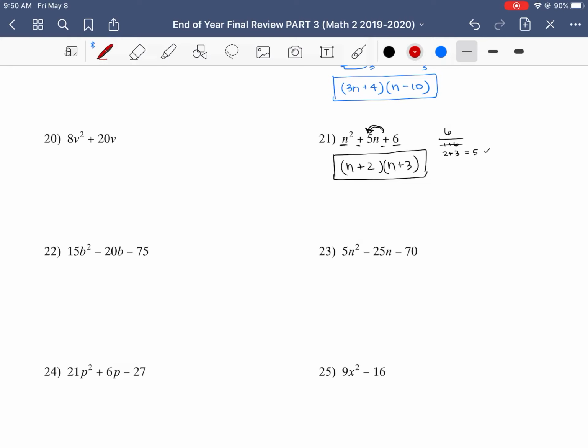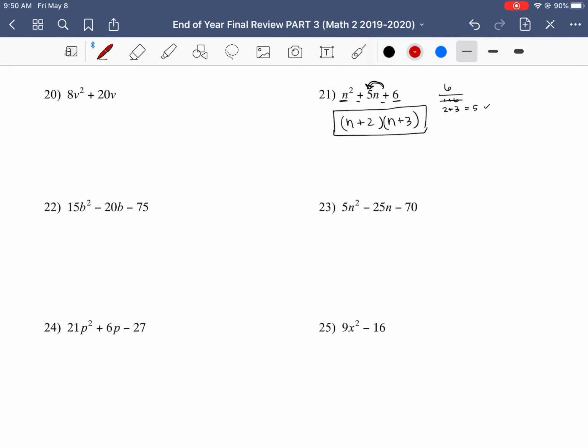Let's jump down and look at number 20. Now number 20, again, the first thing we always ask is there a greatest common factor? Well, if you look at this one, there definitely is, right? 8 and 20 can both be divided by 4. They also both have a v in common. So we could actually divide out 4 as well as a v.